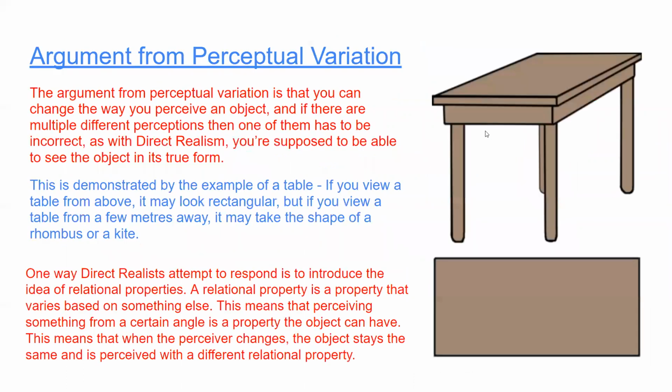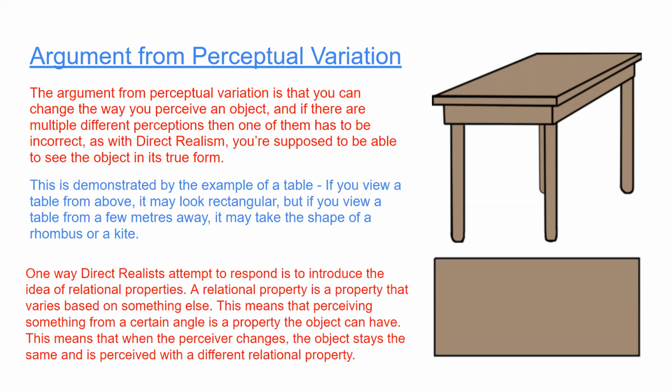The first one is the argument from perceptual variation. The argument from perceptual variation is that you can change the way you perceive an object, and if there are multiple different perceptions, then one of them has to be incorrect. As with direct realism, you're supposed to be able to see the object in its true form. This is demonstrated by the example of a table. If you view a table from above, it may look rectangular, but if you view a table from a few meters away, it may take the shape of a rhombus or a kite. Well, obviously, a table can't be both a rectangle and a rhombus and a kite at the same time. So that means that what changes is your perception of it, not the object itself.